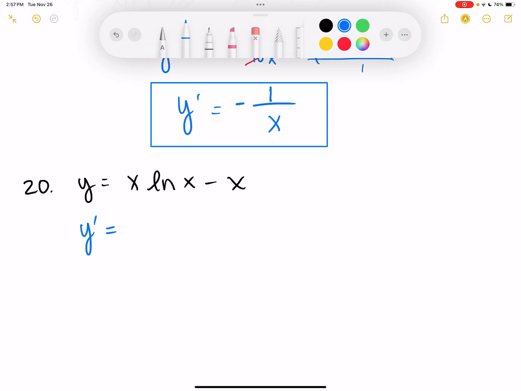What is this? So what do I get when I do that? ln of x plus 1 minus 1. So you did the derivative of the first times the second plus the first times the derivative of that, right? Which is 1 over x. So that's where you're getting the 1 from. You just already did it. Minus 1. So x's cancel. So you have ln of x plus 1 minus 1. So this ends up just being ln of x.